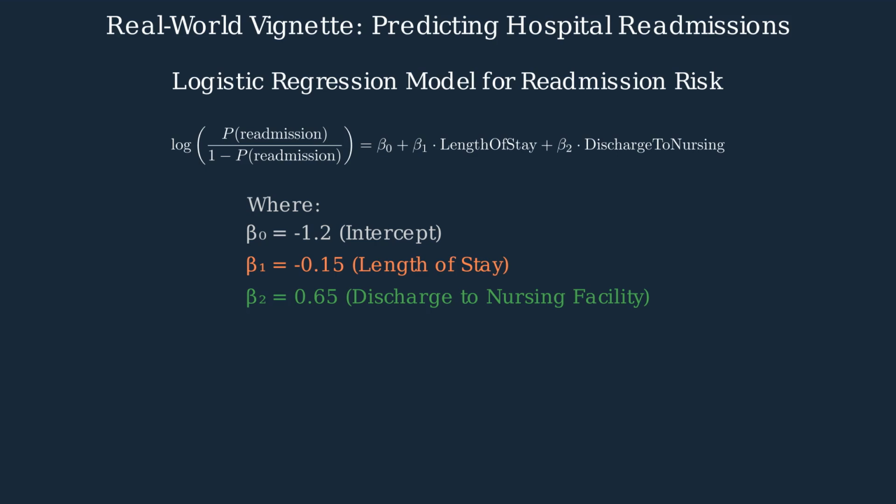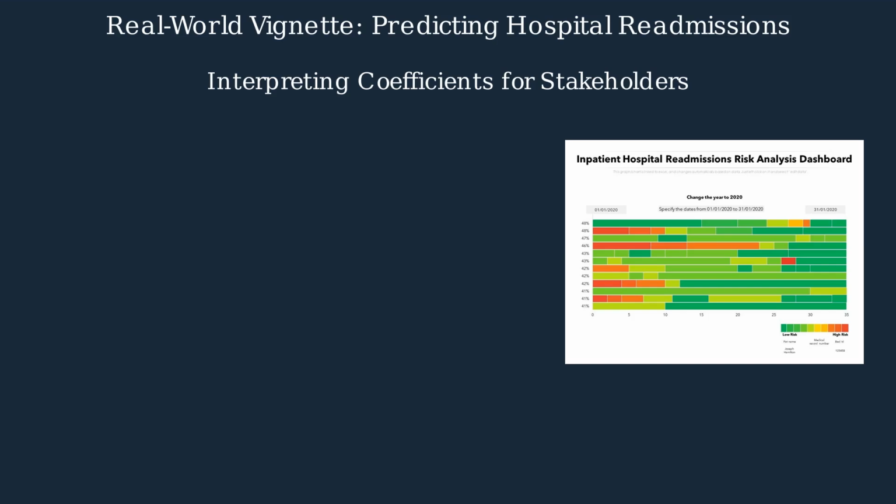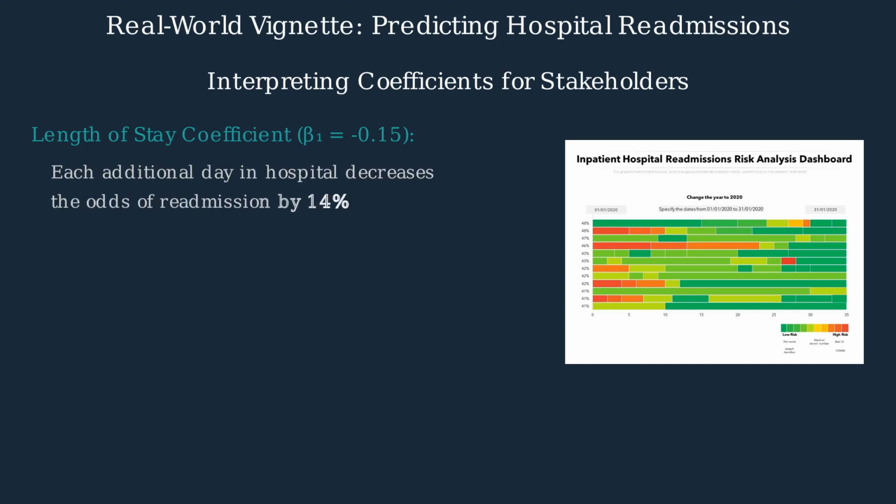The negative coefficient for length of stay suggests a protective effect, while the positive coefficient for nursing facility discharge indicates increased risk. When explaining regression results to healthcare stakeholders, we translate statistical coefficients into plain language. For the length of stay coefficient of negative 0.15, we can say that each additional day a patient stays in the hospital decreases their odds of readmission by 14%.